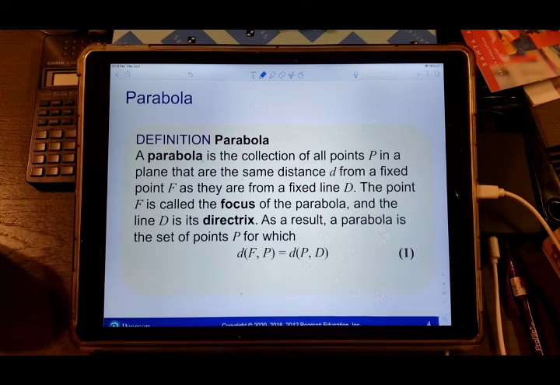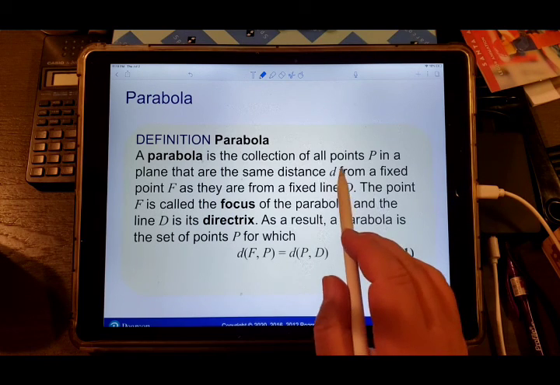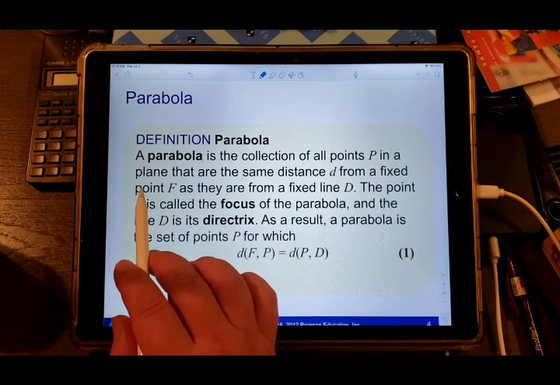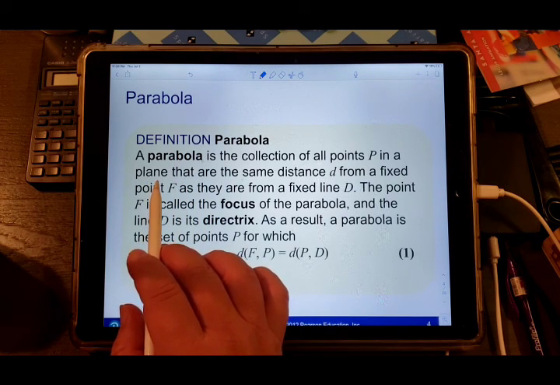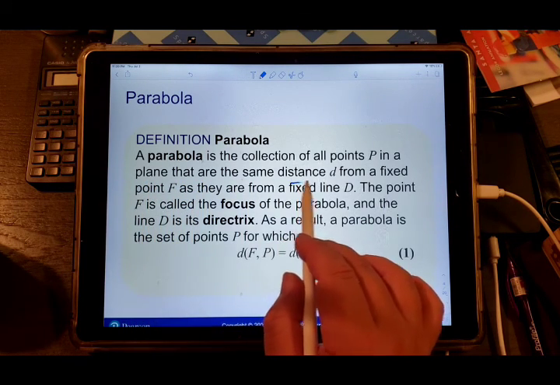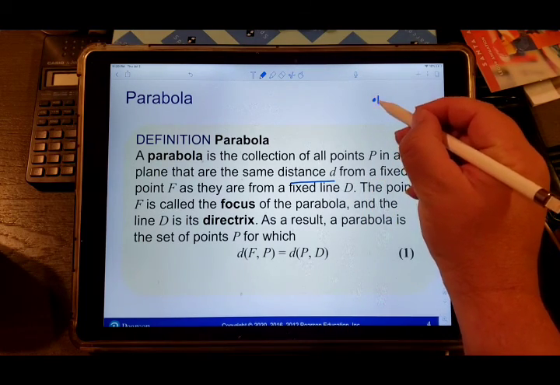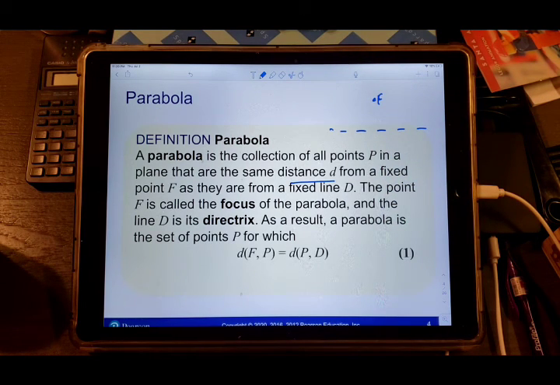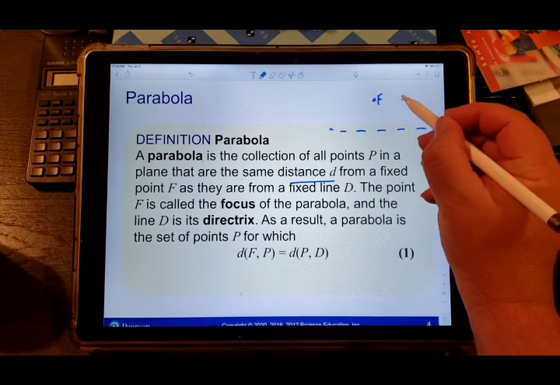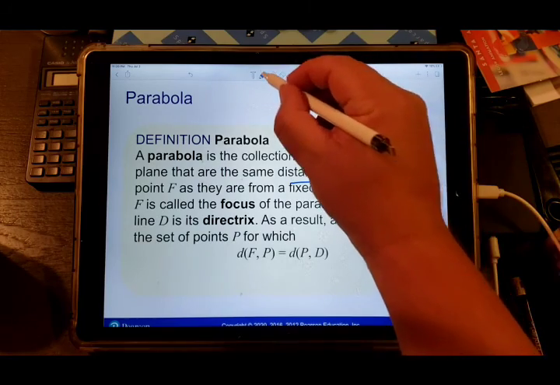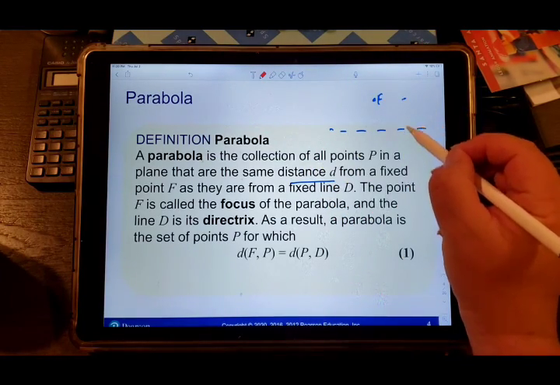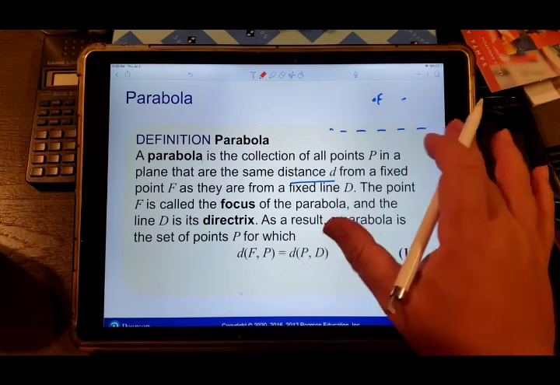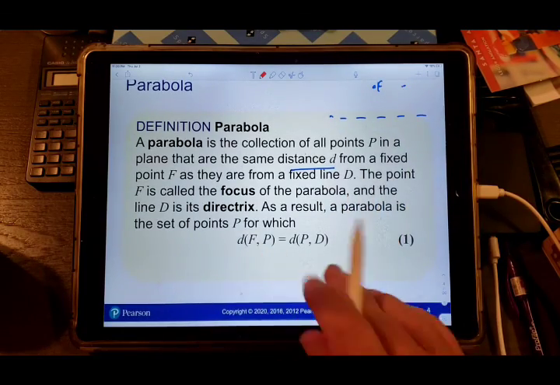It's not what you'd think. It's a collection of points that are, we'll see an illustration of this in a moment, the same distance d from a fixed point, f, called the focus, and a line called the directrix. So the distance is the same. So if I go kind of perpendicular here, it's kind of obvious to see that this distance is the same as that distance, but it's a collection of all those points where the distances are the same.